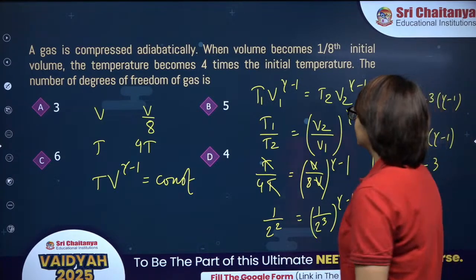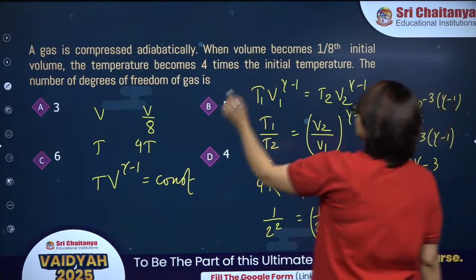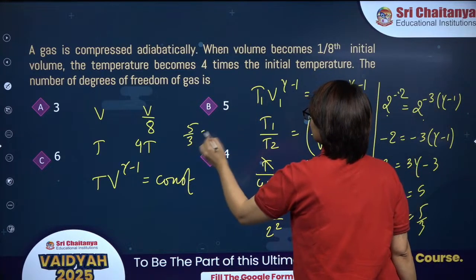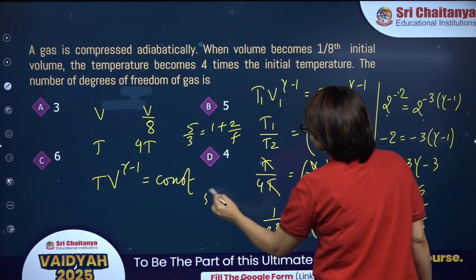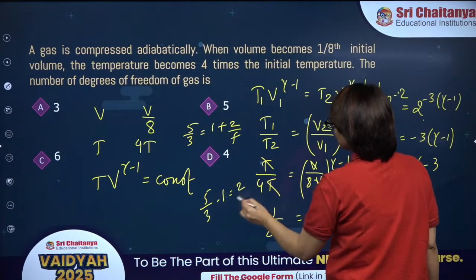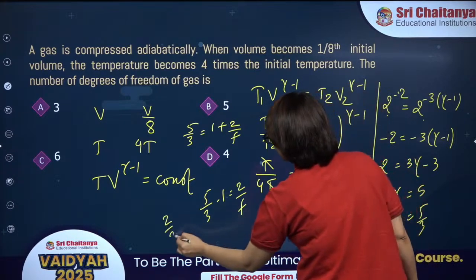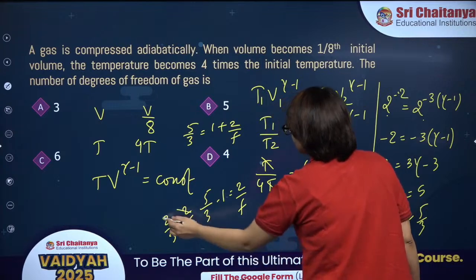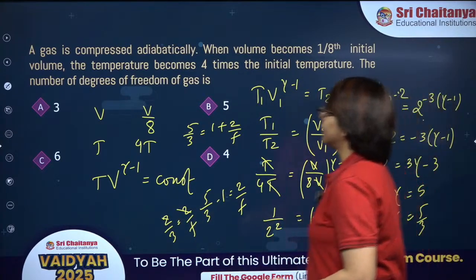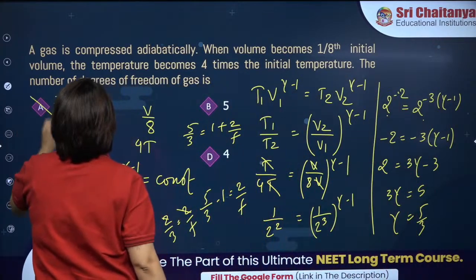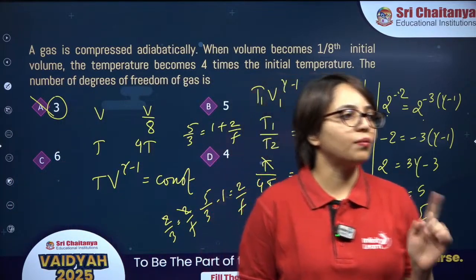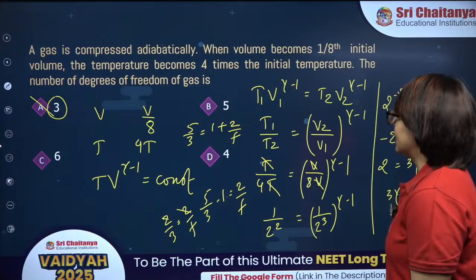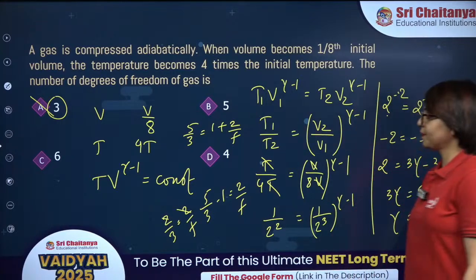But what is gamma in terms of degree of freedom? So 5 by 3 is equal to 1 plus 2 by f, right? So 5 by 3 minus 1 is equal to 2 by f. So 2 by 3 is equal to 2 by f. 2 cancels. So the degree of freedom is equal to 3. This is a monoatomic gas over here, right? Degree of freedom is equal to 3.